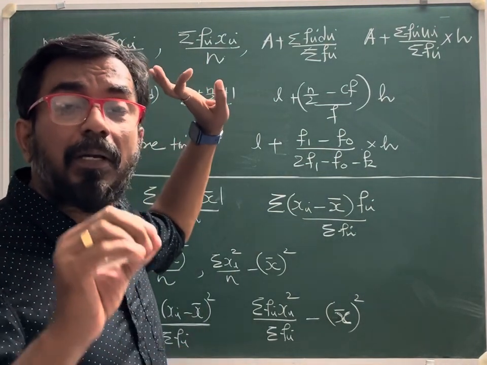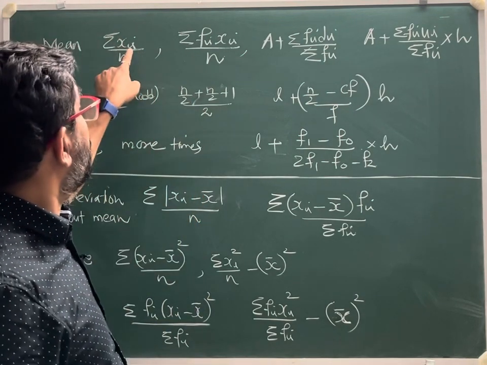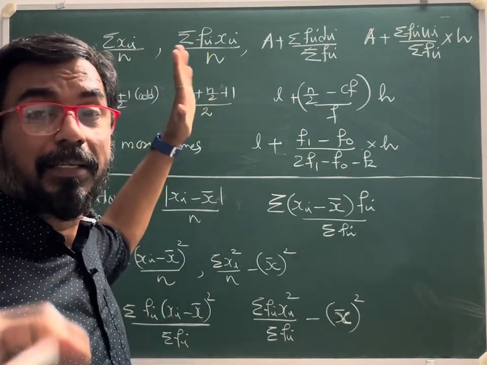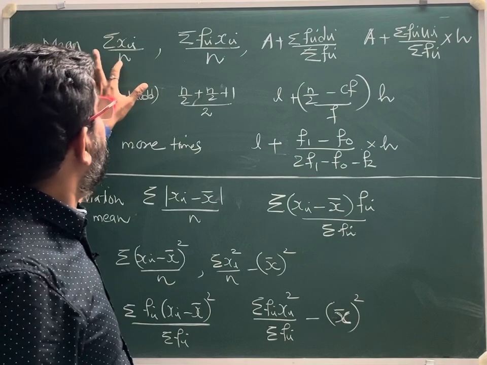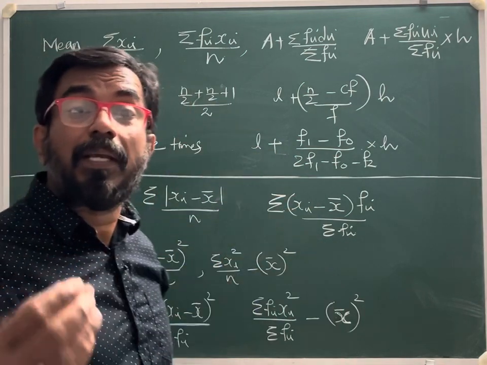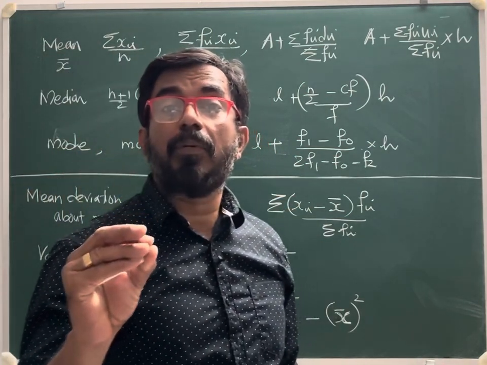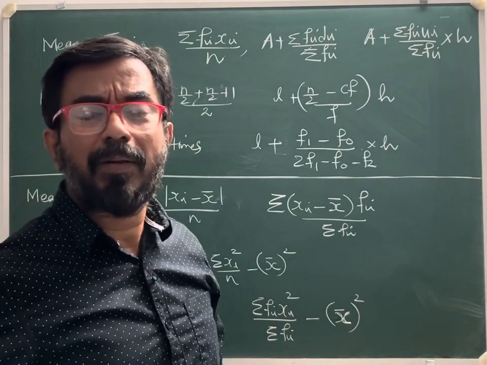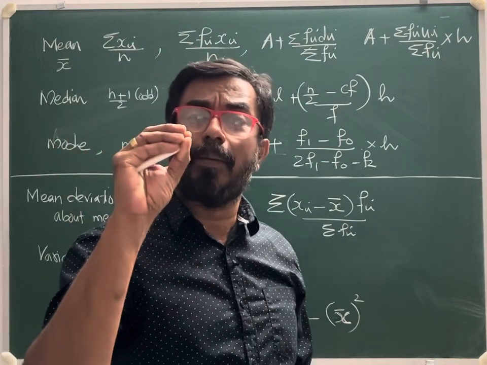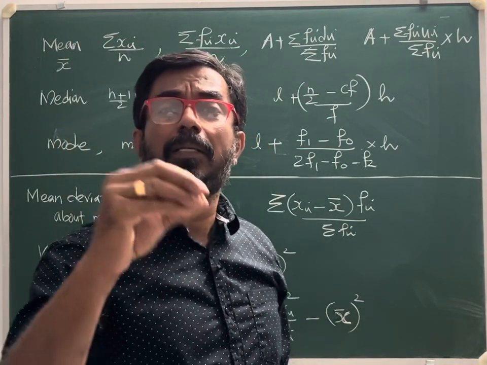Sigma xi means add all the observations. Xi means x1, x2, etc., up to xn. All the numbers you add and divide by n. Sometimes they will give these individual numbers with the frequency. What do you mean by frequency? The number of times a particular observation is repeated.